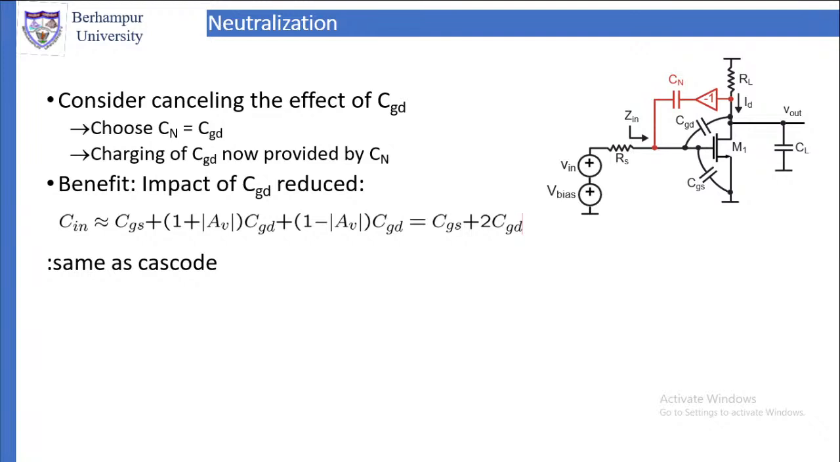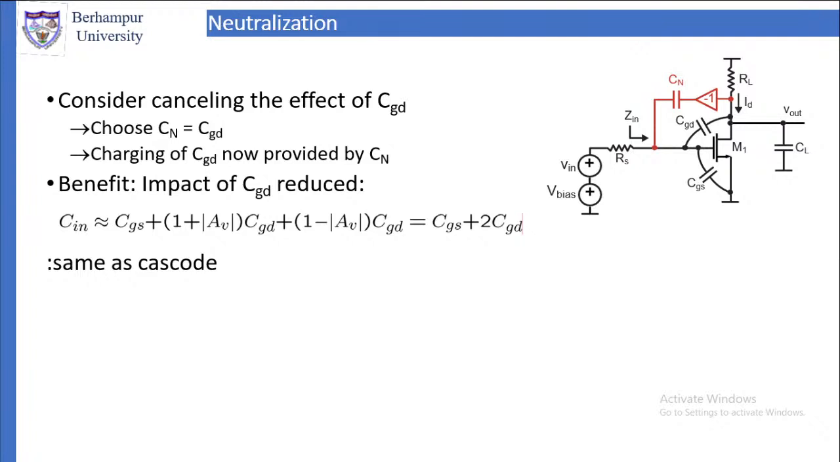Now how to do this neutralization? Look at this circuit. In this circuit, what we have done is, gate and drain we have joined using a capacitor and an amplifier with gain -1. What is the meaning of gain -1? It means the phase is inverted. The gain magnitude remains 1, and the phase is inverted.